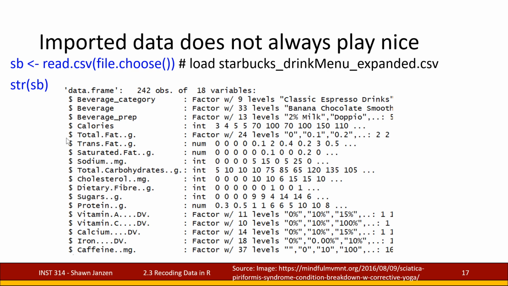Now, let's go ahead and take a look. In the particular example here, we're going to use some data from Starbucks on their drink menu. I'm loading in this CSV, and I'm storing it as a data frame object called SB. And I run SB, and I see that we have 242 different drink observations across 18 different characteristic variables of them. Things like what category they're in, how many calories they have, how many sugars they have, etc.